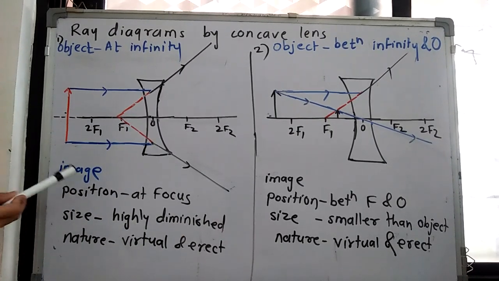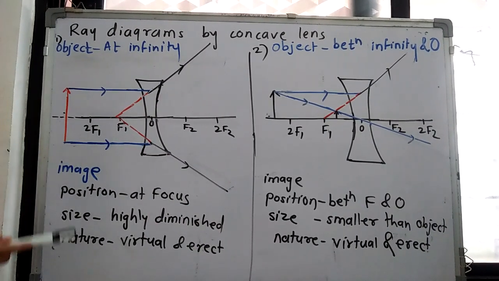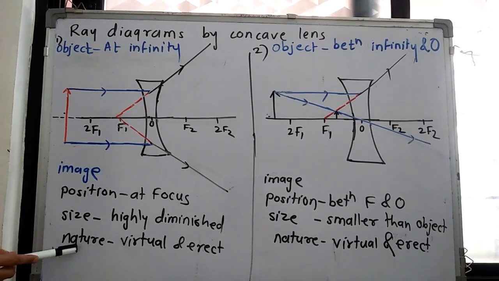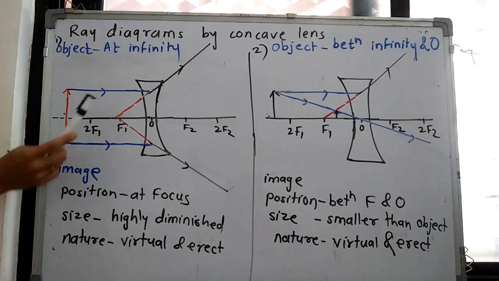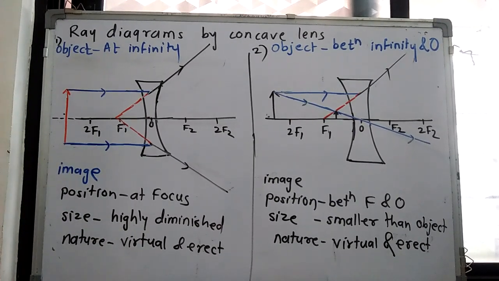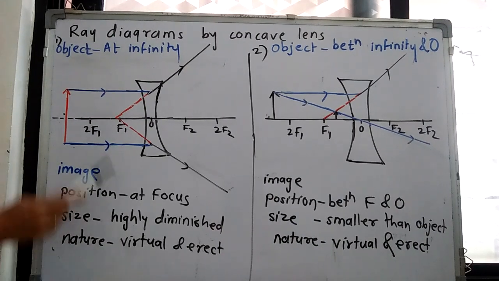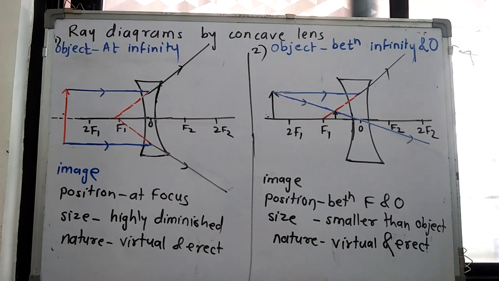So if we want to explain the image, what is the position? Focus. What is the size? Highly diminished or point size. And what is the nature? Nature is virtual and erect, because this image is not formed by the intersection of the actual refracted rays. So this image is virtual image, means this image cannot be taken on the screen.